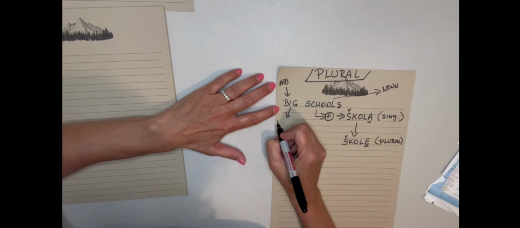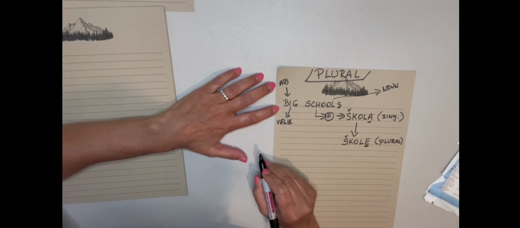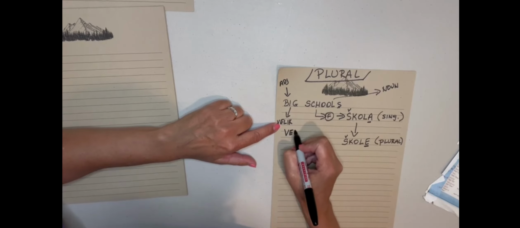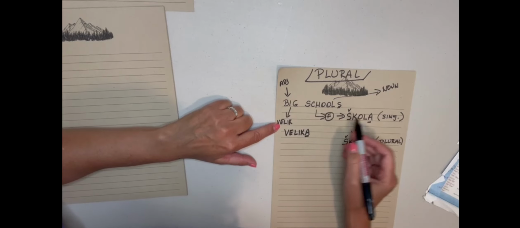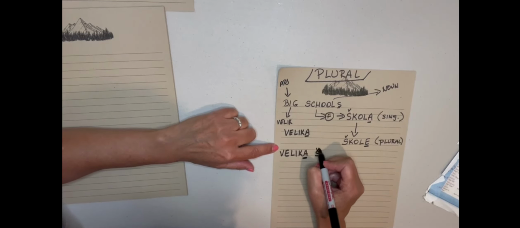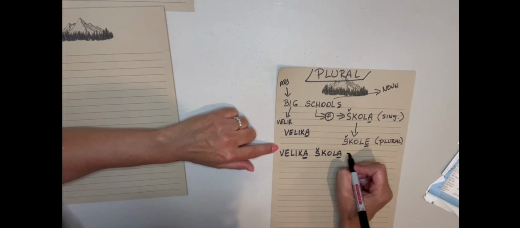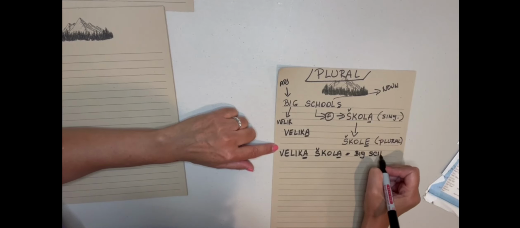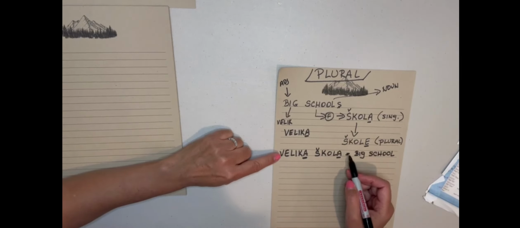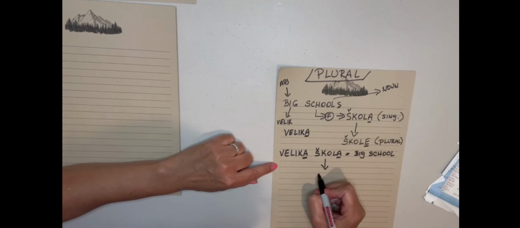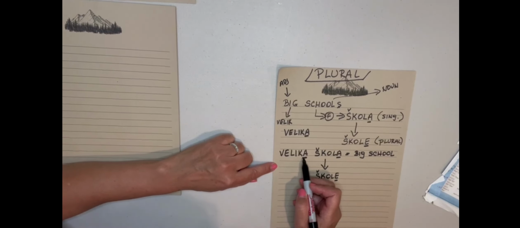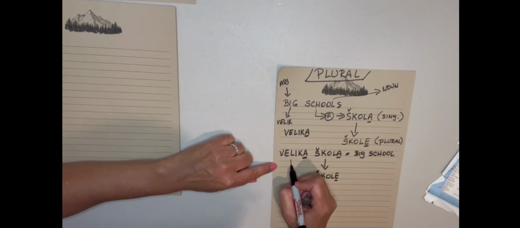So adjective, the word for big is velik. Because this adjective needs to be feminine, I need to say velika. Okay, so I'm going to have a big school. Velika škola. Okay, that equals big school. But this is singular. So I need to make this plural. So again, plural of school is škole. I'm going to do the same thing with this adjective. I'm going to turn the A into an E.